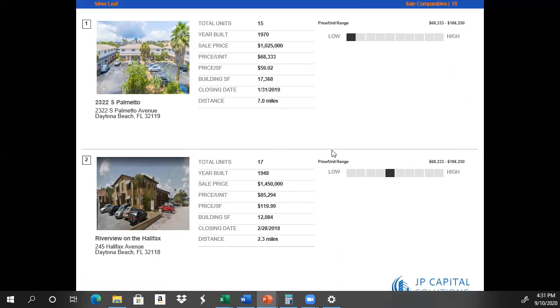And you want them close. This is beachside, so this first one shouldn't have even really been in here. See how it's 68 a door? It's on the other side of the river. It's not even beachside.